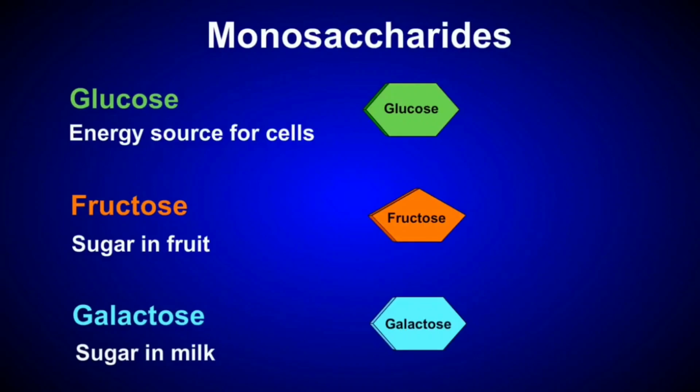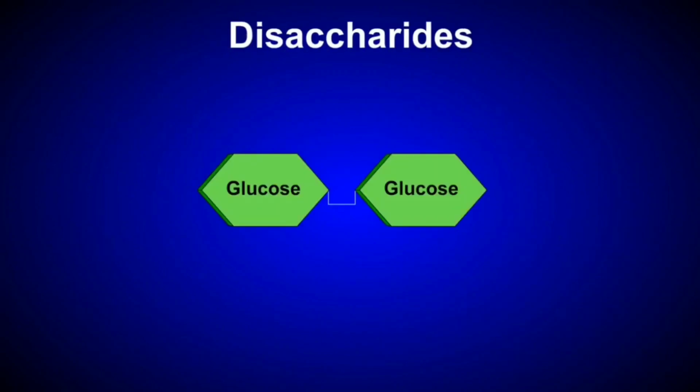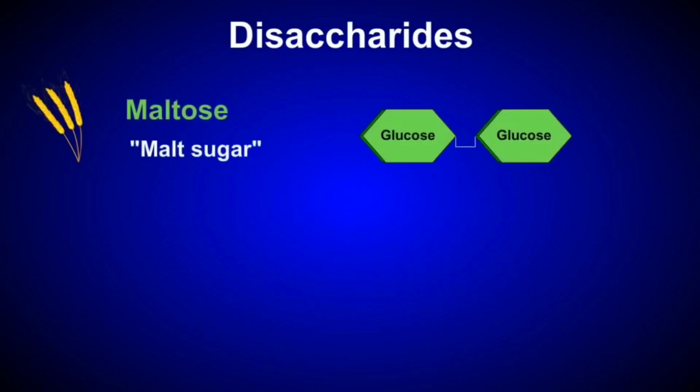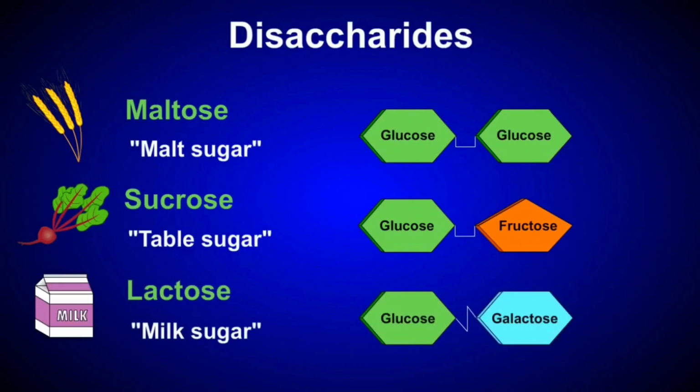All of these monosaccharides are 6-carbon sugars with the chemical formula C6H12O6. They can be depicted chemically as either straight chains or rings. Disaccharides are formed when monosaccharides are joined together through a dehydration reaction, forming glycosidic linkages. Common disaccharides include maltose, which is made of 2 glucose molecules. Sucrose, also known as table sugar, which is made up of glucose and fructose. Lactose or milk sugar, which contains glucose and galactose.